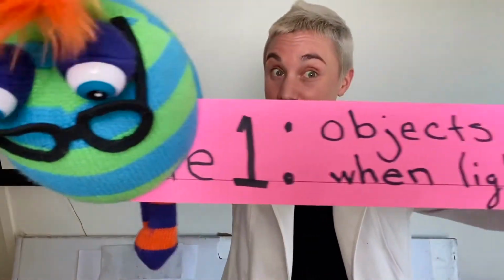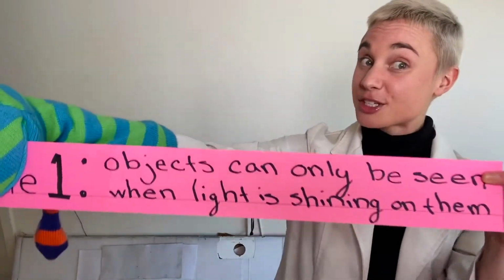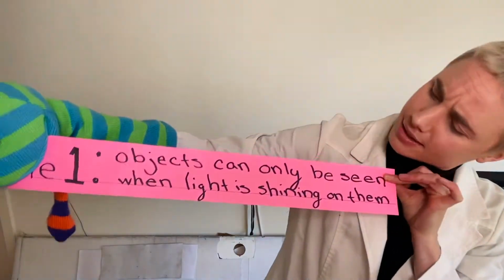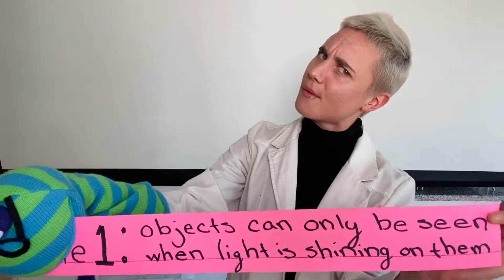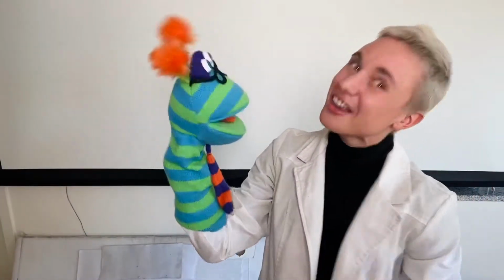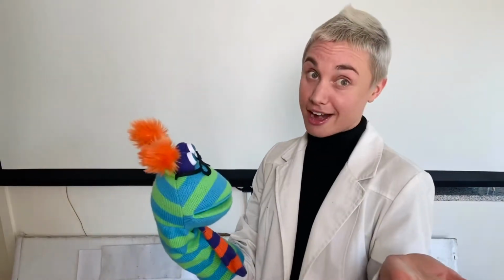Okay, rule number 1 from all the way back in March was that objects can only be seen when there is light shining directly on them. Do you remember which experiment that was? Oh yes, Pi, that was a very simple experiment. That was our first one where we simply observed objects that had a lot of light energy shining on them and less light energy shining on them.